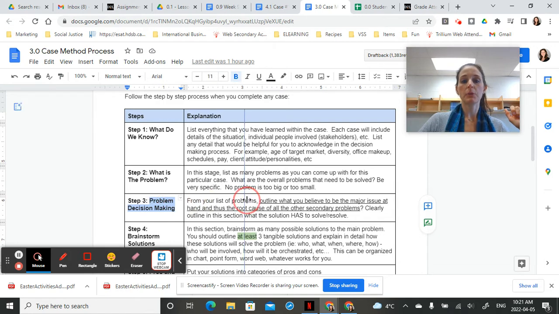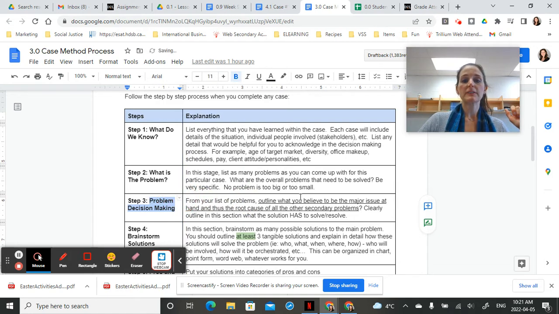This is where, from your list of problems, you're going to outline what you believe to be the major issue and the root cause of all of the other secondary problems. Okay, because usually when you're looking at all of the major problems that you've listed, there's one or two that are the most important problems to be solved. And by identifying that, you can narrow your focus on what to do to solve those issues, and they will help to solve the secondary issues. Okay. So in this section, I want you to clearly outline what this identified problem is. And it's usually one or two max.